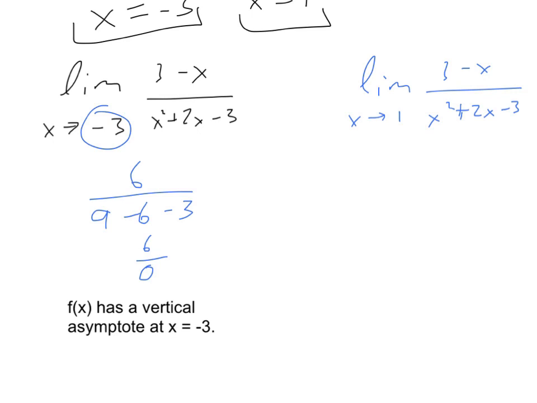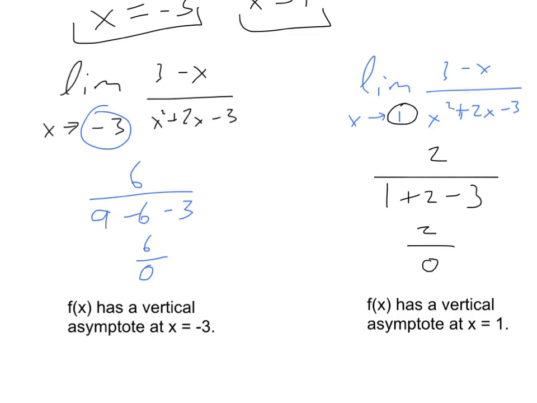For this one, again, I'm going to attempt to evaluate the expression for 1. So when I plug in 1, I end up with 2 over 1 plus 2 minus 3. Sure enough, we end up with 2 over 0 again, and so this means the function has a second vertical asymptote at x equals 1. And that's it. We found these two vertical asymptotes.